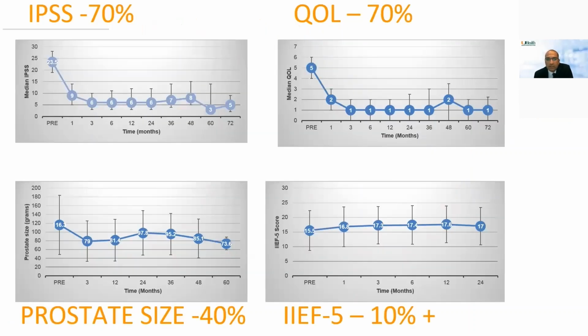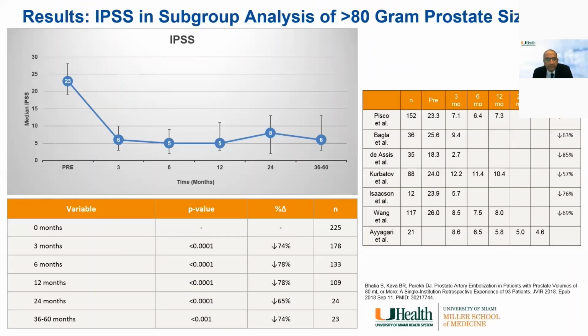IPSS score reduction: baseline 23.5, at 1 month down to 9, 3 months down to 6, and then continuing up to 72 months. Continuous, sustained improvement, same with quality of life, 70%. The prostate size reduction was around 40%. And when it comes to SHIM score, we actually saw improvement in the SHIM score by 10%. But we do not attribute this to PAE. We attribute this to really being able to stop the medications.